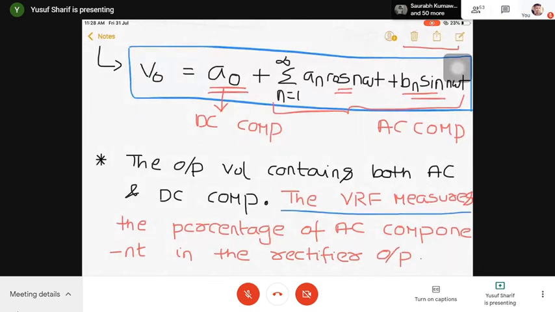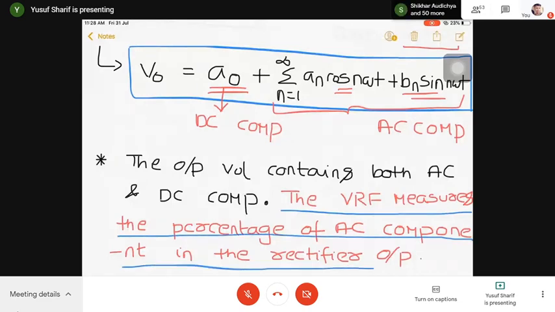This is important. This line is important. The voltage ripple factor measures the percentage of AC component in the rectifier output. Nothing but the rectified output. It should not be rectifier output, it should be rectified output. Is this clear? Voltage ripple factor measures the percentage of AC component in the rectified output.